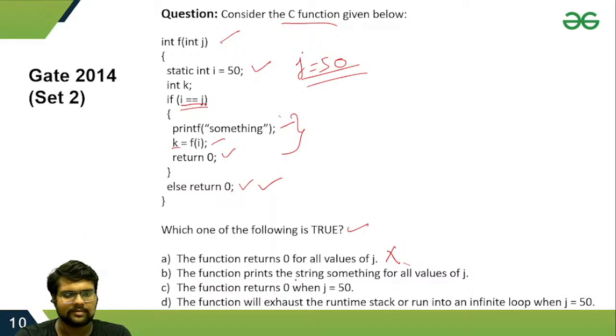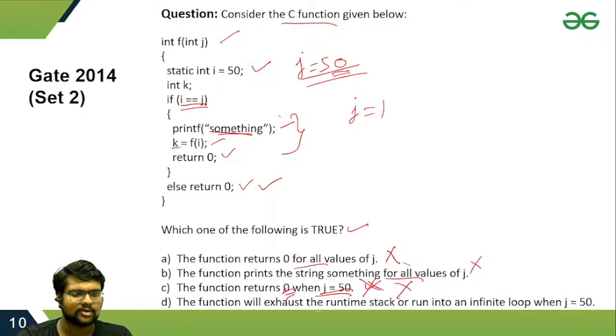Then we have: the function prints the string something for all values of j. No, for j equal to 1, it will not print. It will just return 0, because j is not equal to I. So this is also false, because here all values are mentioned. But for some values, it will print something. Okay, and that value is 50. Next, the function will return 0 when j equal to 15. So it will also be wrong. Okay, because for j equal to 50, it will print something, and then it will again recurse. Okay, so it will not return 0 here. So hence it is false.